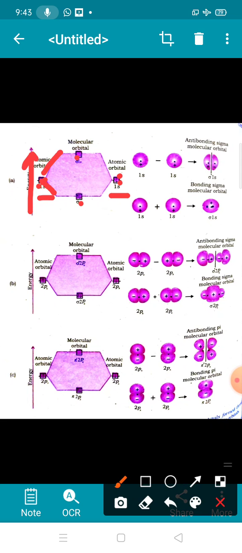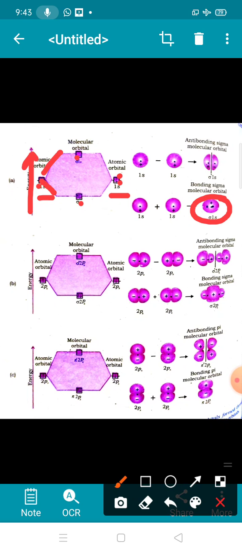Now you look here, the diagrammatic representation they have given. You can see this is one s orbital, this is another s orbital. If they undergo addition, as we have done in LCAO, they form one molecular orbital, that is sigma 1s. In your book, if you check this diagram, there is only one dot. There should be two dots representing two nuclei.